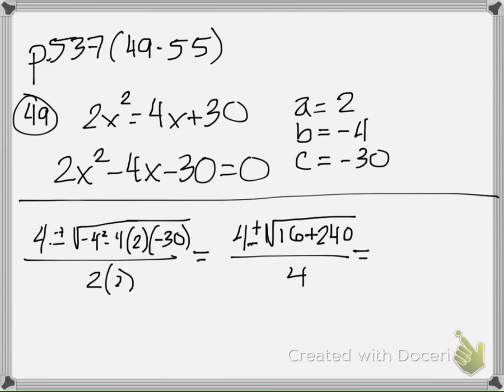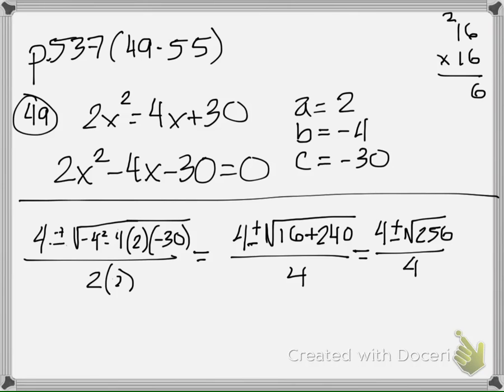Well, 240 plus 16 is 256. And 256, just to double check, might be 16 times 16. So let's check that out. There's my 9, there's my 6, my 1. I add those together, and yes, I do get 256.